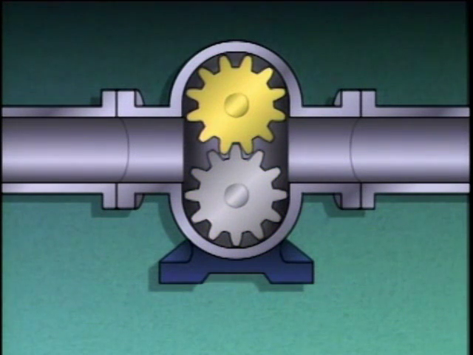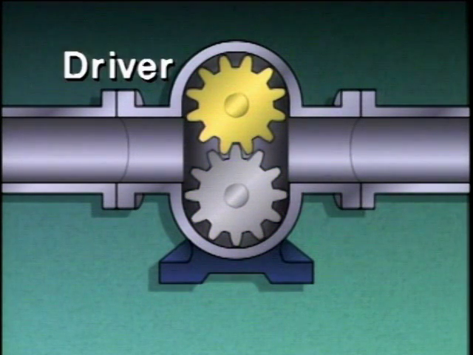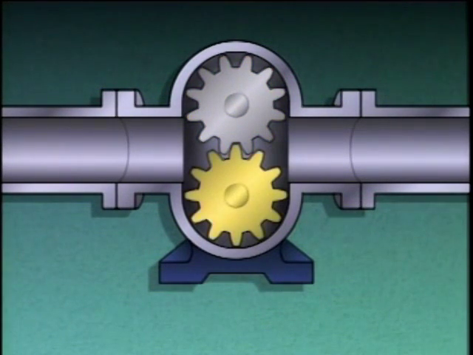One gear is rotated by the pump's driver. This gear is often referred to as a power or driver gear. The other gear moves because its teeth are meshed with the teeth of the driver gear. It's called the idler gear.